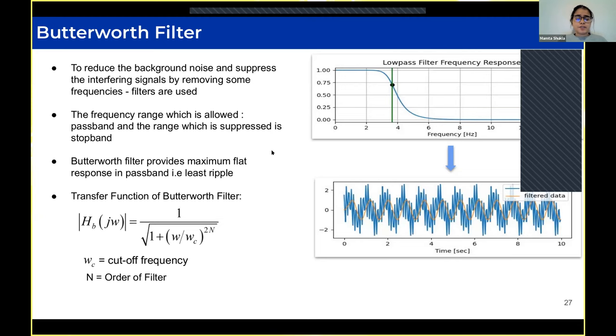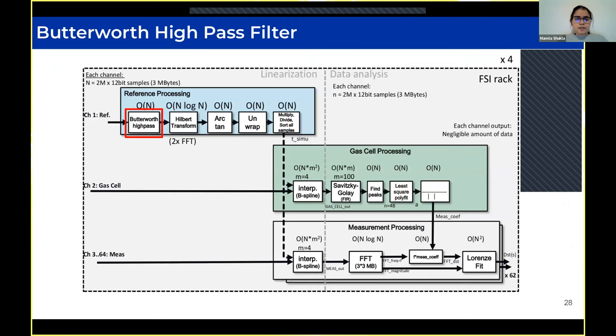And a filter is represented as a transfer function, where we define a cutoff frequency and the order of the filter as well. Which actually determines how your filter is represented in terms of polynomials in a B by A form, either as a Laplace transform or a Z transform. So here you can see it's a low pass filter where we have a cutoff frequency around 3.75. And if I provide a very noisy signal, it is filtered up to this frequency and the rest of the components are ignored. So in our system, we needed a Butterworth high pass filter.